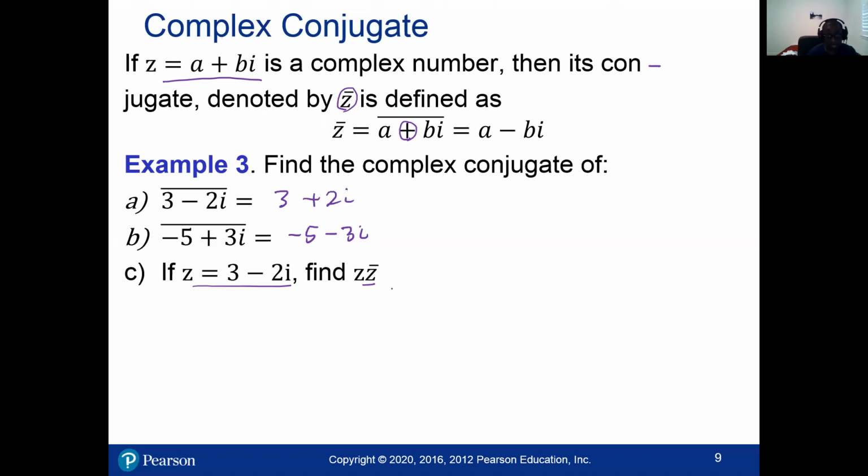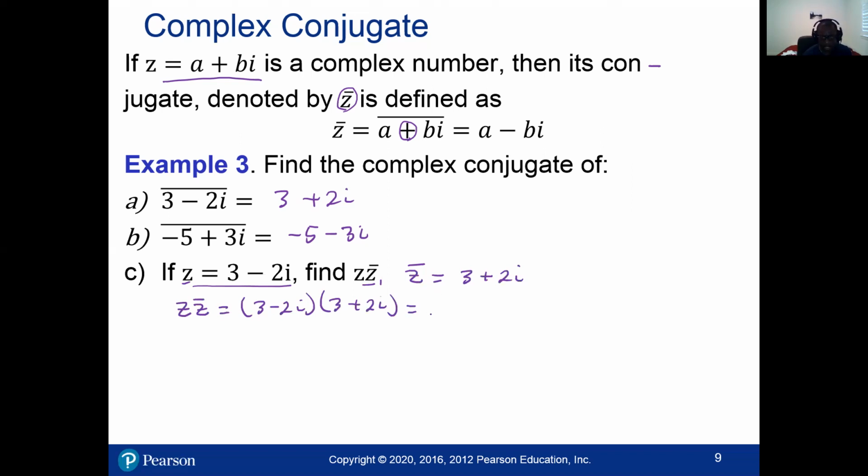Okay. So now, if I have a complex number and I multiply by its conjugate, what answer do I get? We'll write this and then generalize it. First, what is the z bar? The conjugate of z is 3 plus 2i. So then let's multiply them: z times its conjugate gives me 3 minus 2i times 3 plus 2i. Okay, we FOIL it.